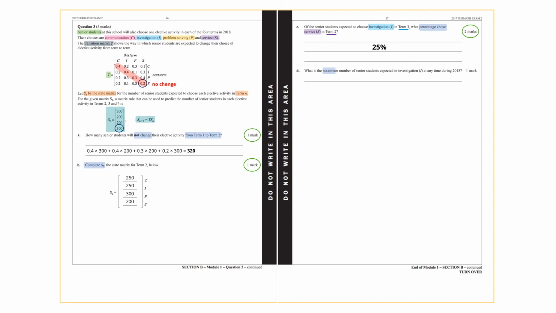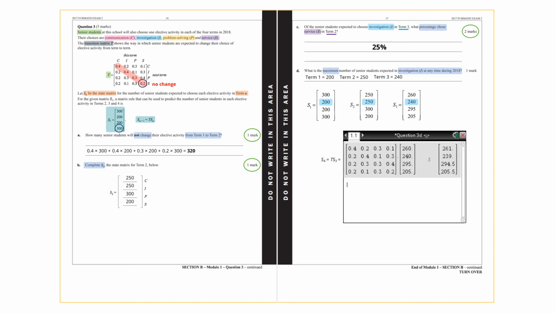Part D. What is the maximum number of senior students expected in investigation at any time during 2018? From matrix S1, in term 1, there are 200 students. From S2, in term 2, there are 250 students. From S3, in term 3, there are 240 students. And now we need to calculate S4, which is equal to T S3. From S4, the number of students in term 4 is 239. So the maximum number of senior students expected in investigation at any time during 2018 is 250. This question is worth 1 mark for the correct answer. From the 2017 VCAA examination report, 239 was the most common incorrect response, from the steady-state matrix.